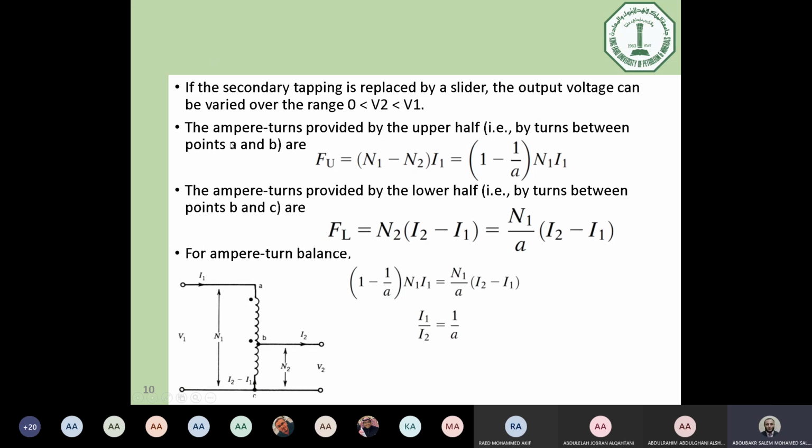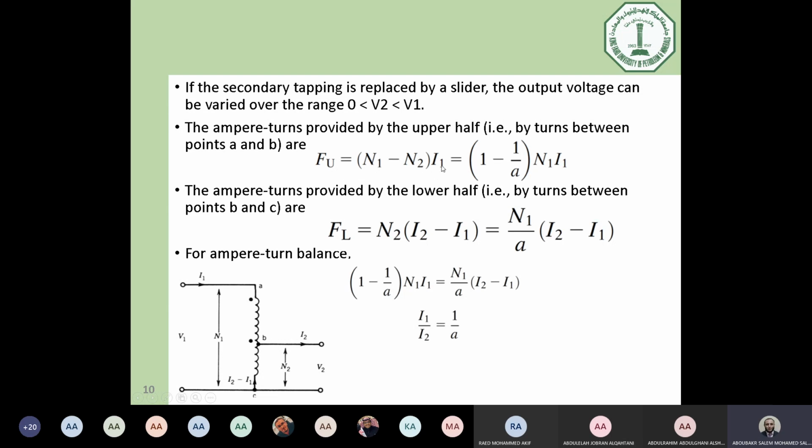So if we now get the ampere turns or MMF provided by the parts of the winding, like the upper part between points A and B, and the lower part between B and C. For the upper part AB, which can be represented by number of turns N1 minus N2, we can say that the ampere turn equals N1 minus N2 multiplied by the current which is moving in this coil AB, which here is the value of I1. So we can say that F upper equals N1 minus N2 multiplied by I1.